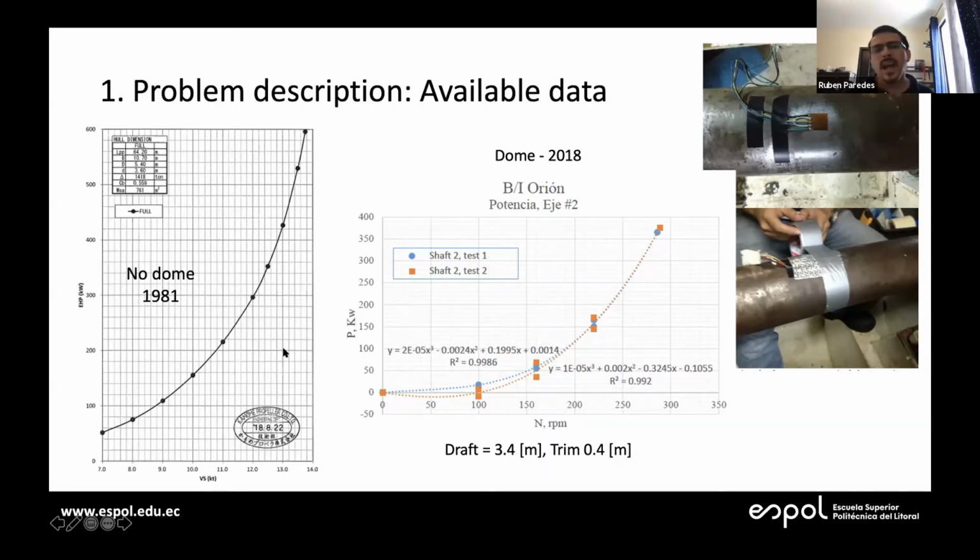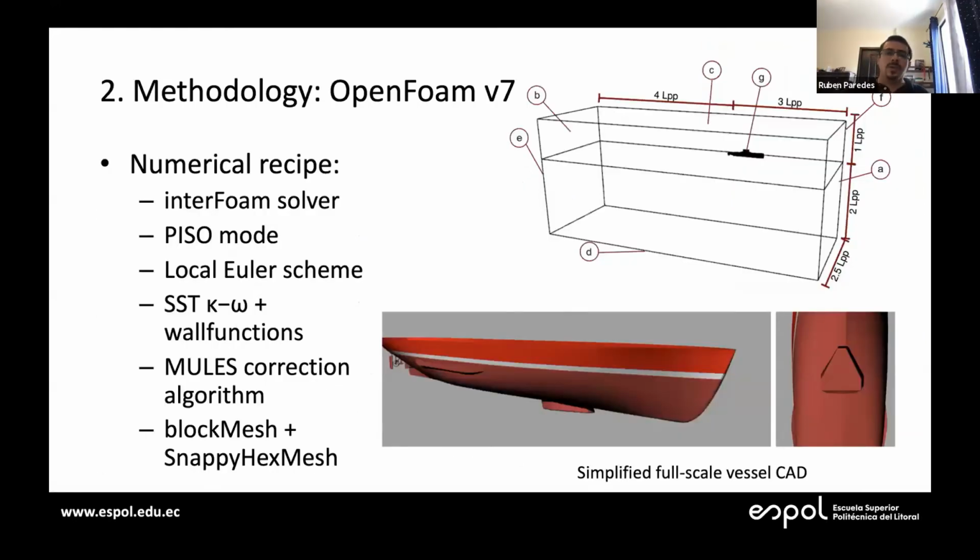After that, we had the opportunity to measure the torque acting on the shaft during sea trials back in 2018. So we performed numerical simulations using OpenFOAM version 7. We used the interFoam solver, modeled the turbulence with the SST model with wall functions, and generated the grid using the combination of blockMesh plus snappyHexMesh.